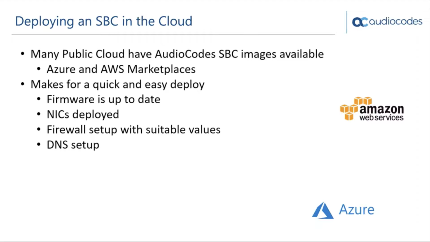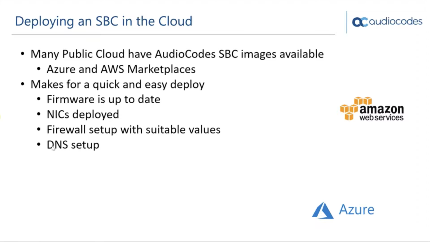We use the init APIs that are available in AWS and Azure, which means that we always have the firmware up to date. We deploy the NICs straight away. And also the firewall is set up for suitable values. So AWS and Azure have their own built-in firewall. And when we install the SBC, we automatically populate the firewall with things like allowing web access into it so that we can manage the SBC, and allowing SIP access in so that we can obviously make phone calls. So the firewalls are set up, and things like DNS are set up already as well.